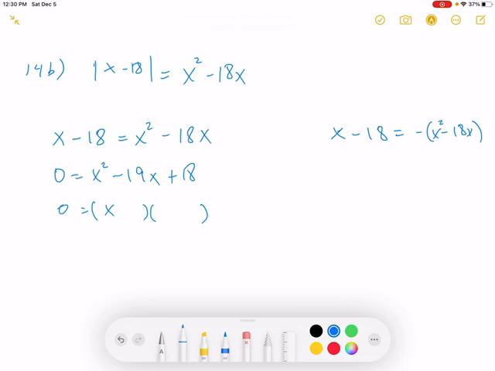So factors of 18 that, when you add, you get -19, is -18 and -1. Multiply those, you get positive 18. Add them, you get -19. Set them equal to 0. You're going to get these solutions.